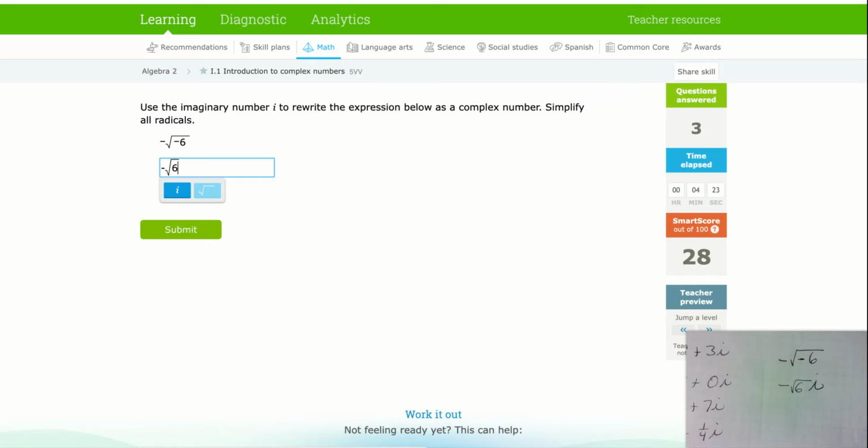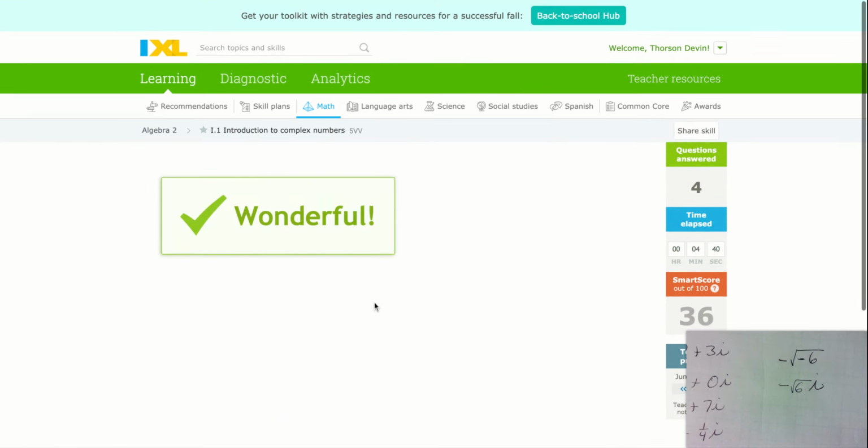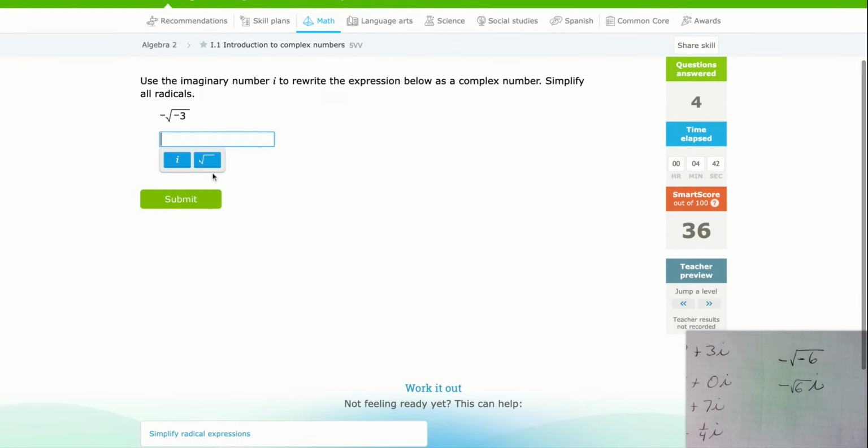Now be very careful here. Make sure you tab out. See how I'm going back and forth next to the 6? Don't put the i underneath. That would be incorrect. You need to bring the i on the outside of the square root. Again here, same exact thing. Negative square root of 3. Make sure you arrow over, out from underneath the square root, and put your i value.